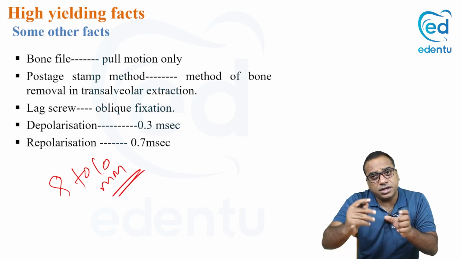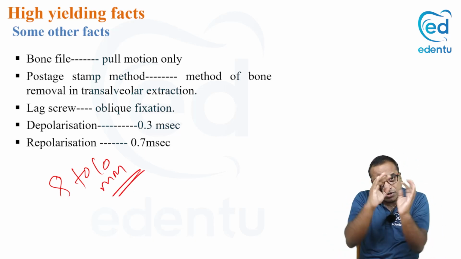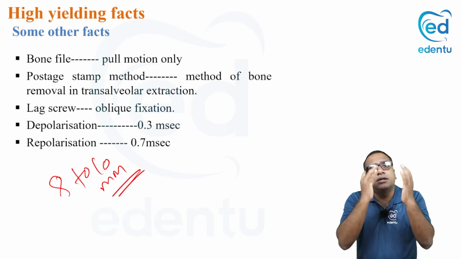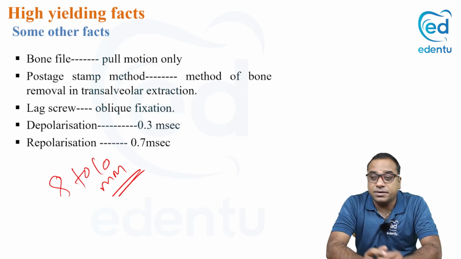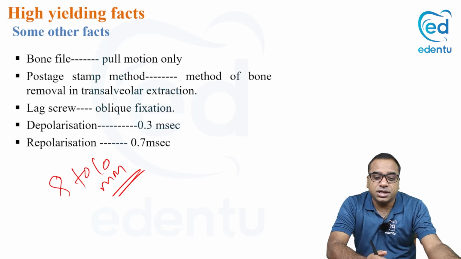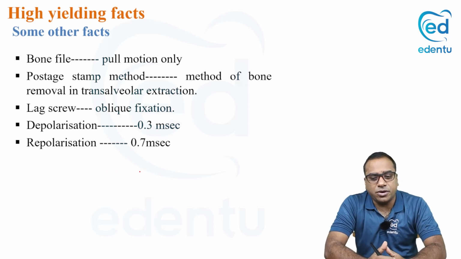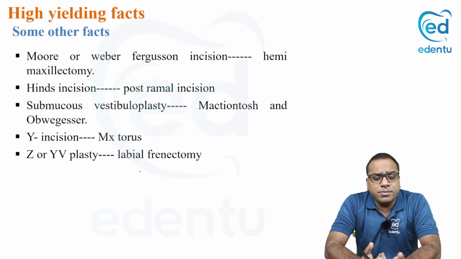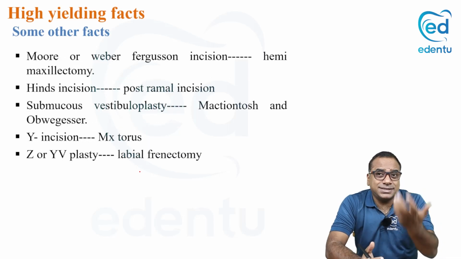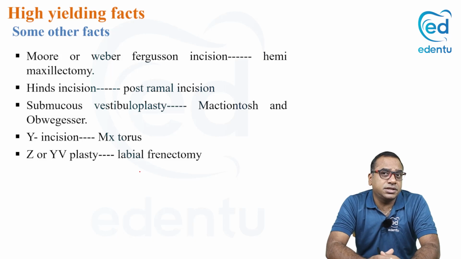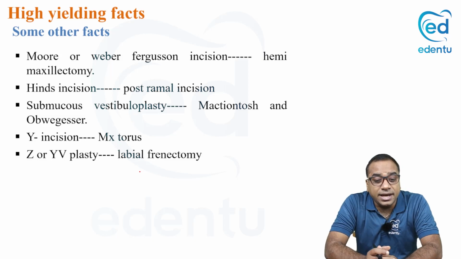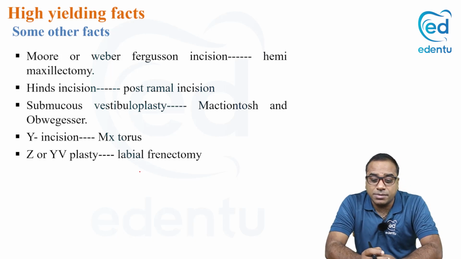If this much of the nerve is under the influence of or surrounded by local anesthetic solution, the conduction blockage will happen. Very important question, which is difficult to get in your textbooks. Please make a point of this. Moore or Weber Ferguson incision is for hemimaxillectomy. I told you how this incision passes through. Hind's incision is for post-ramal incision.